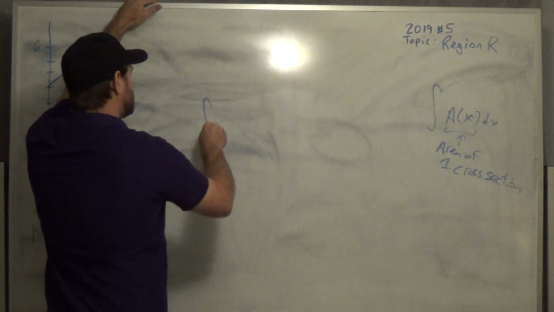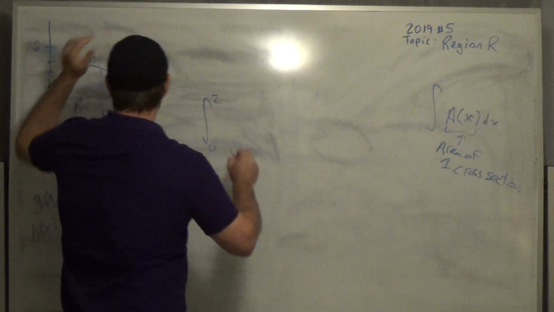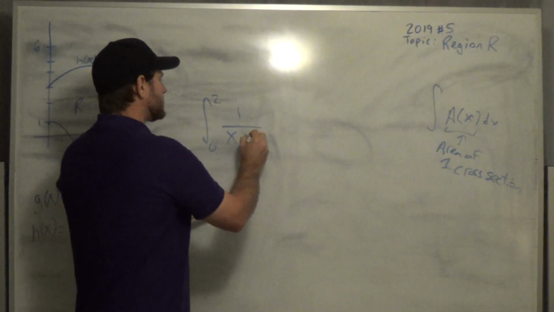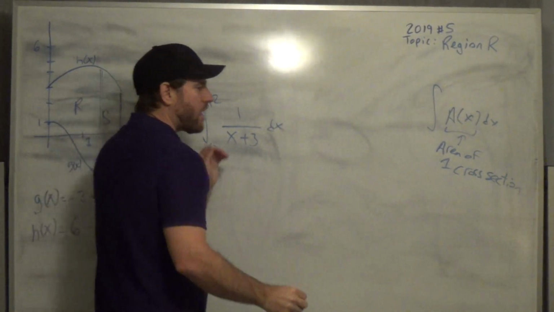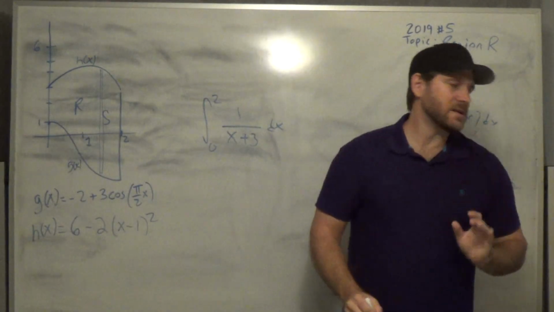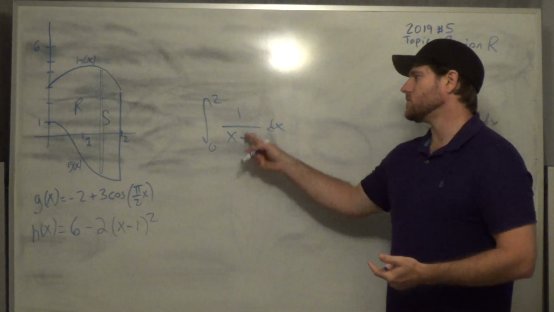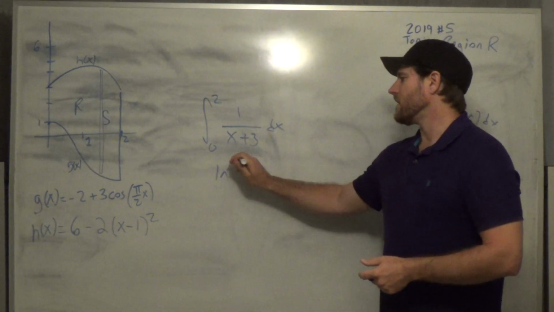So it's the integral from 0 to 2. We're still adding it up from 0 to 2. And it's just 1 over x plus 3. Now, they didn't ask us for setup only. They wanted us to finish it. So let's take the antiderivative. This is perfectly du over u. If the bottom is u, the du would be 1. That's what we have. So it's ln of u.